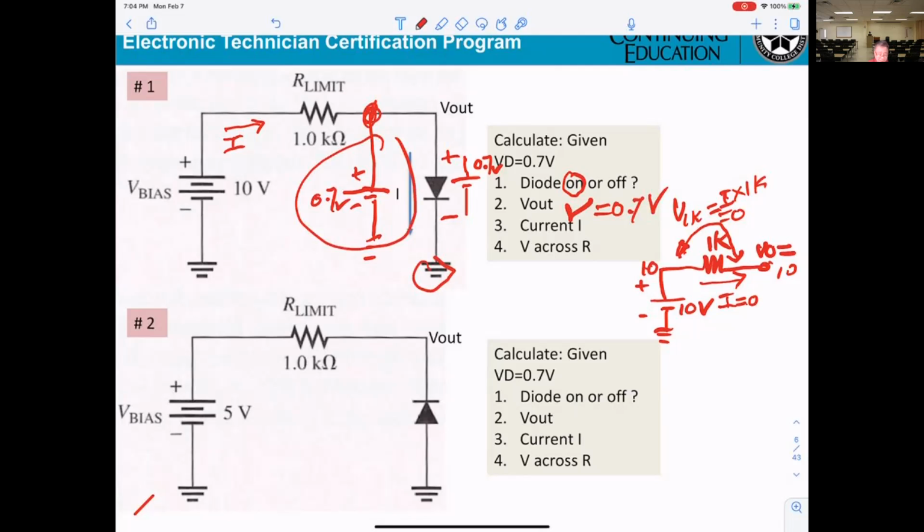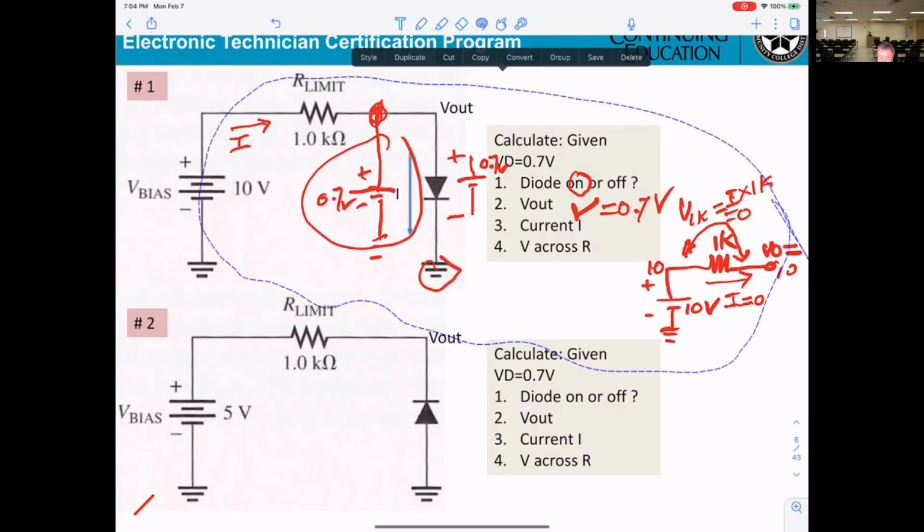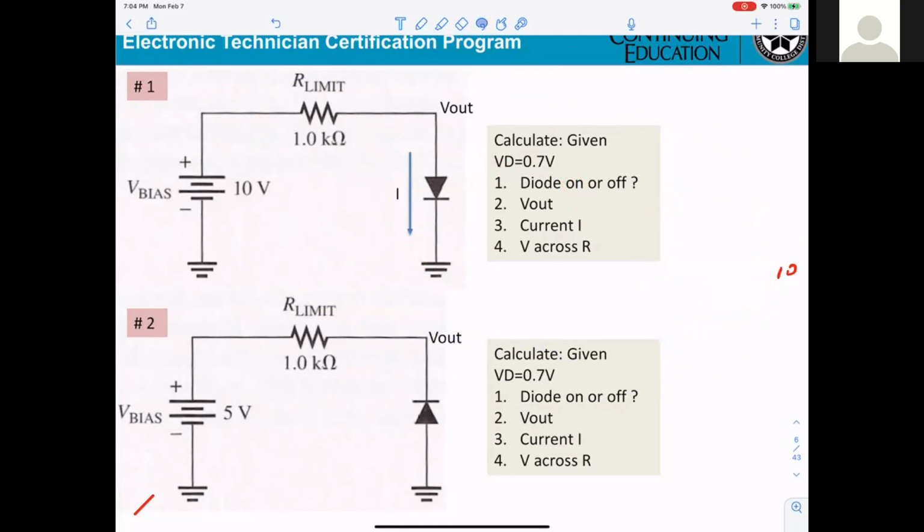Okay, and now they want to calculate the current through the resistor. The current through the resistor is going to be 10 minus 0.7 divided by 1K. You get a 10 volt, you get a 0.7 volt. That's right. Current I will be the difference: 10 volt minus 0.7 volt, right? Divide by 1K.